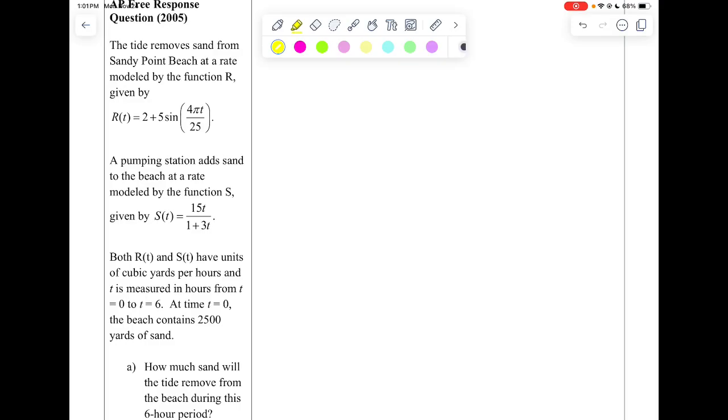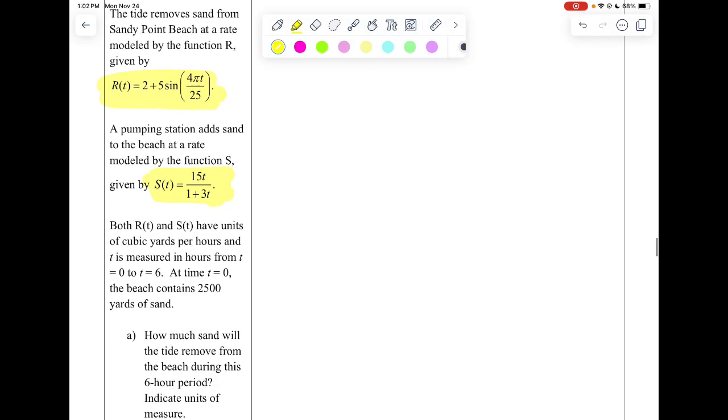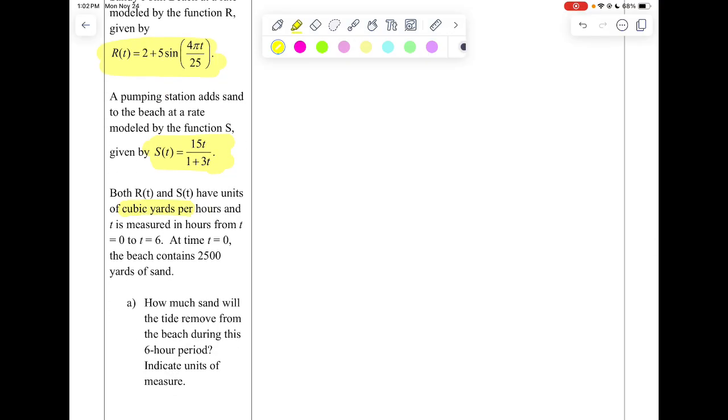All right, welcome back. A couple things stick out to me. We're dealing with two functions. R of t is a removal function, so that's taking away sand from our beach, while our accumulation function is S of t, how much sand is being added into the beach. They both have units of cubic yards per hour, and we're measuring our time from t equals 0 to t equals 6. We also have an initial condition of 2,500 yards of sand at t equals 0. And look, reading through that, I feel like that should be 2,500 cubic yards of sand.